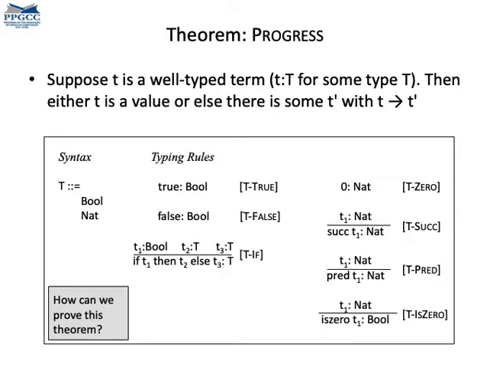Now let's see how we can state progress. It goes like this. If we have a term t, and this term is well typed, meaning that there exists big T such that big T is the type of t, then either t is a value or there exists another term, t prime, so that t evolves to t prime.